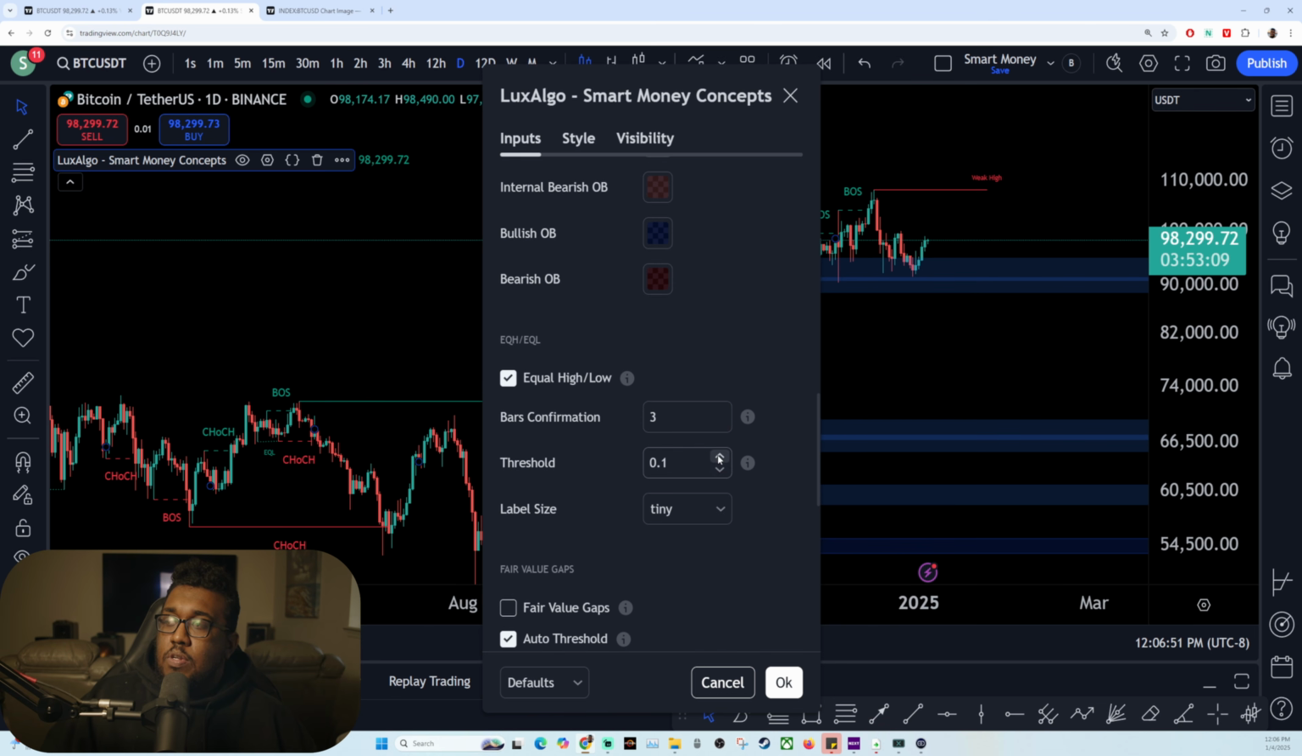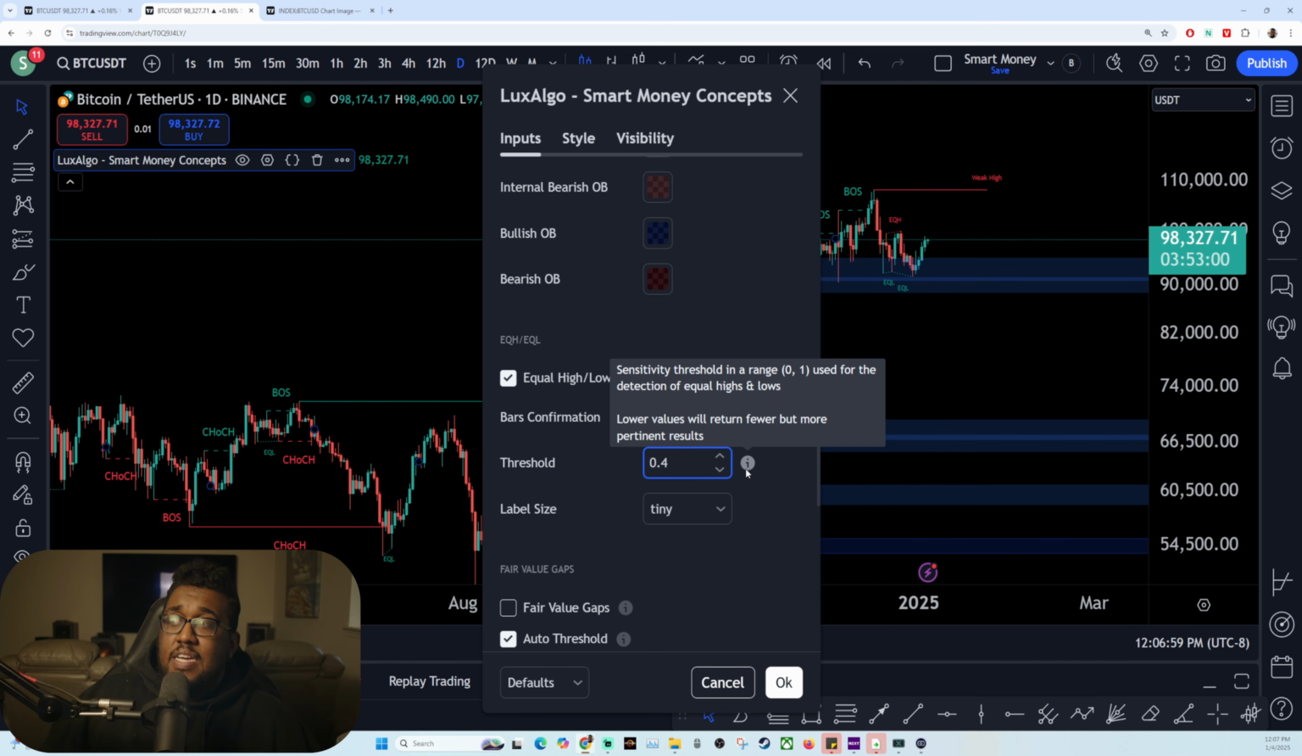Next up, we have threshold. I keep this between 0.1 and 0.4. That way you guys can see right here just how much resistance and support you guys are really looking at there. This will say something like sensitivity threshold in a range of 0 to 1 used for the detection of equal high lows. Lower values will return fewer but more pertinent results.